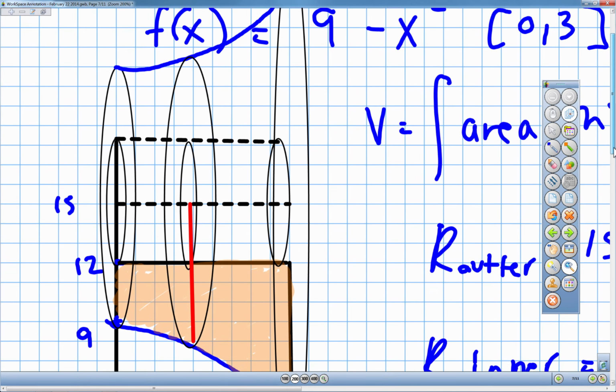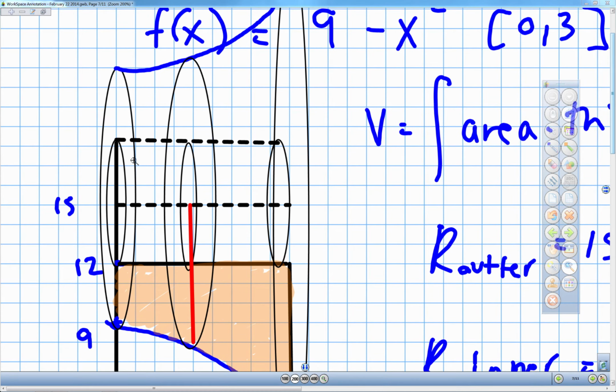How do I describe the area of any one of these cross sections? What we'll find out is it really depends where the axis of revolution is. Is it above our function? Is it below our function? It does make a little bit of a difference in terms of how we initially set it up.